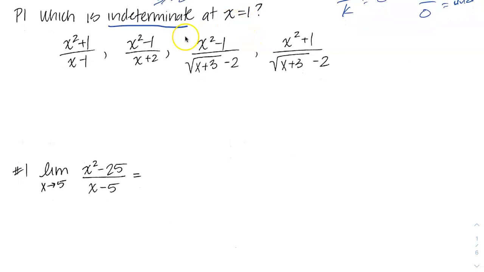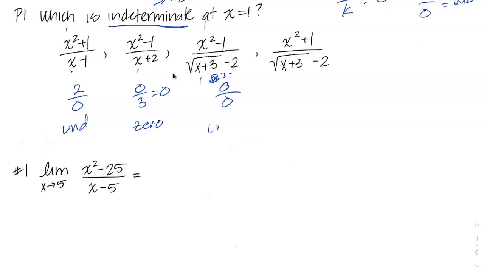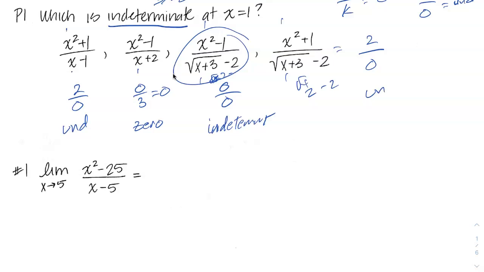So all we're going to do is sub in 1 to all of these. Plug 1 into here, I get 2 over 0. So that is undefined, can't divide by 0. And here you plug 1 in, I get 0 over 3. That would just be 0. And here, I get 0 over square root of 4, which is 2. In this one, I get 0 over 0. So this one's indeterminate. This one you plug in 1. In that case, I get 2, already not indeterminate, over square root of 4, 2 minus 2. So that's undefined. So only the third one is indeterminate.